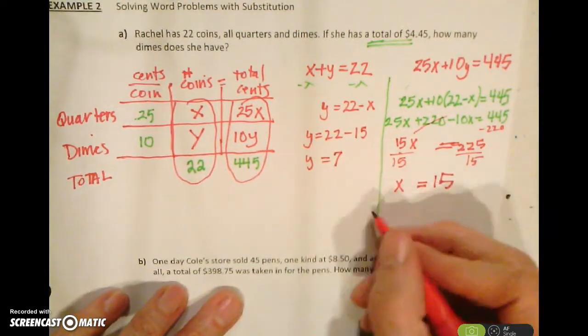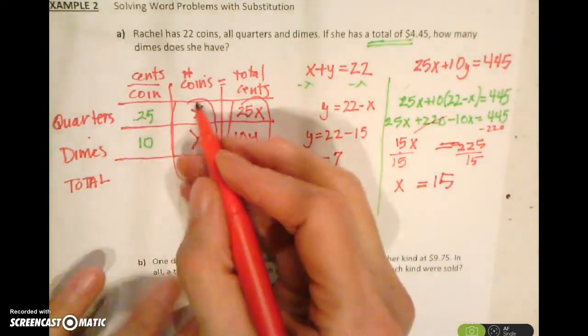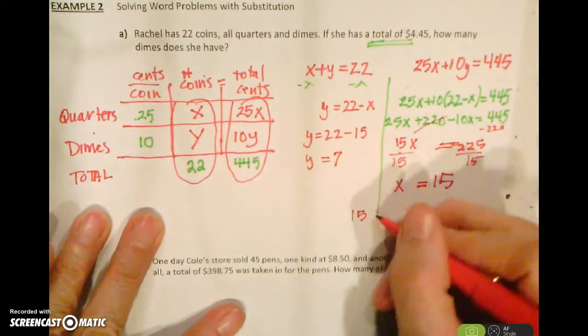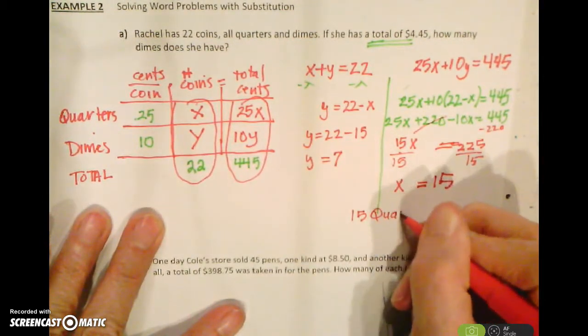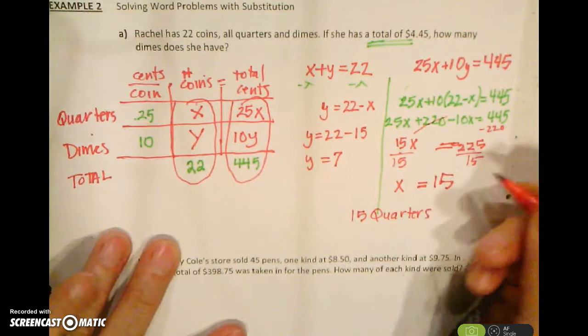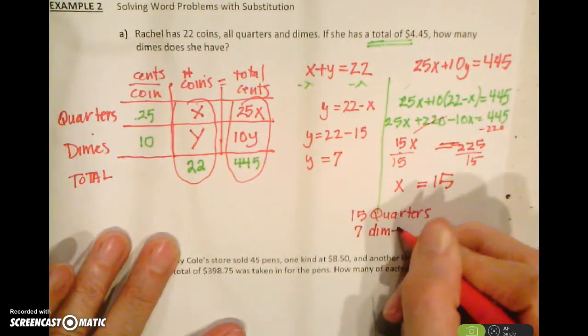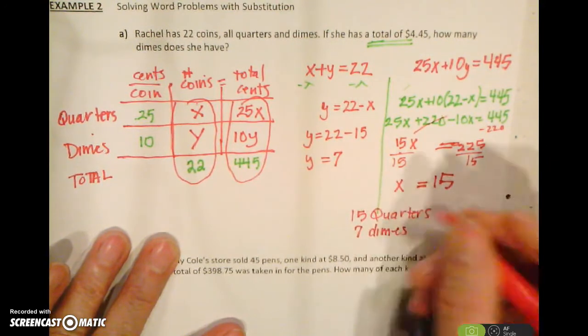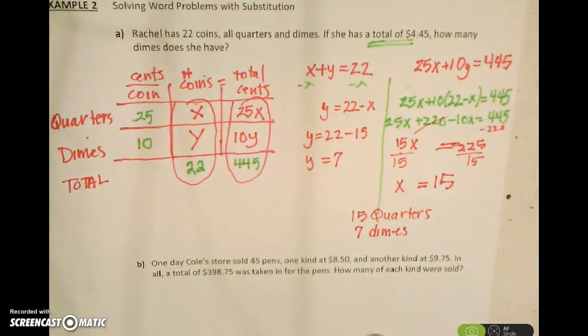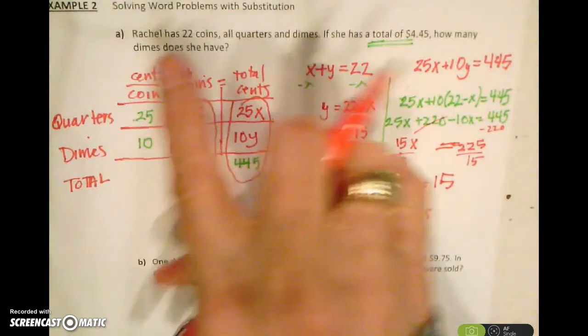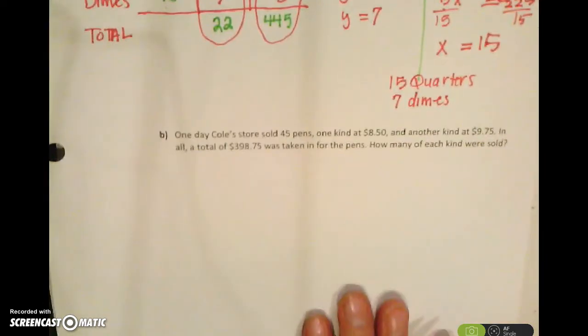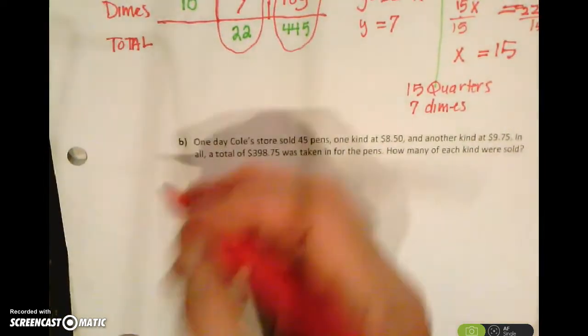So we have 15, whatever X represented, which was quarters. So 15 quarters. And we have 7 dimes. And again, you can check that out and multiply it out and get 70 cents, and whatever 15 times 25 is. And double check it and make sure that it works. All right, so let's look at B as well.